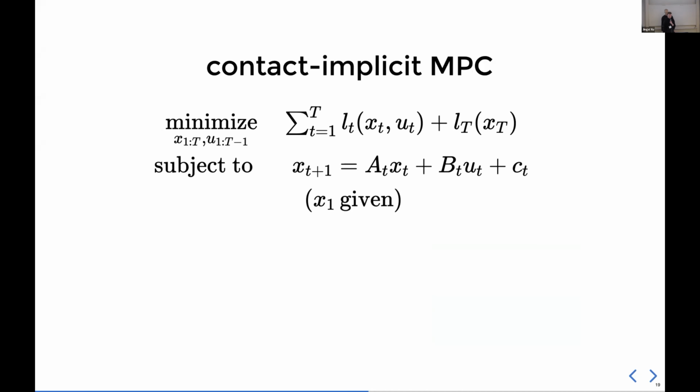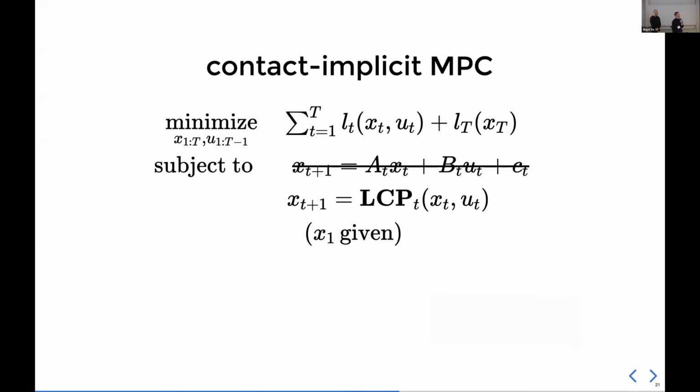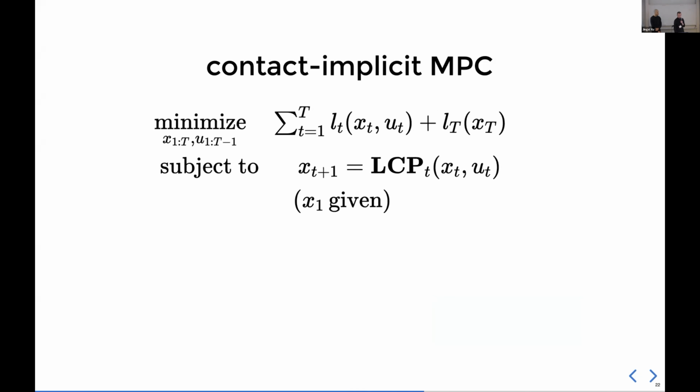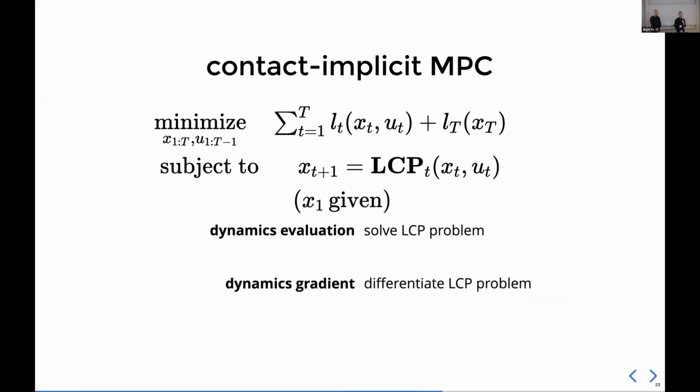So coming back to the linear MPC, the only thing that we have to change to incorporate contact reasoning is to remove the linear dynamics constraint and replace that with LCP dynamics. And in order to solve this trajectory tracking problem, we will have to evaluate the dynamics, and this requires us to solve the LCP problems. And for this, we have devised a custom primal dual interior point solver. We also need to evaluate dynamics gradients, and for this, we differentiate through the LCP problem.